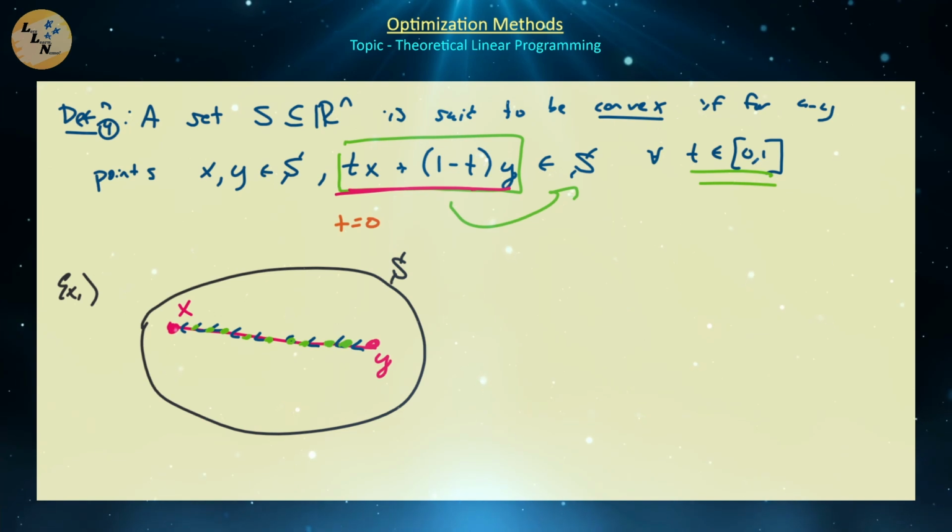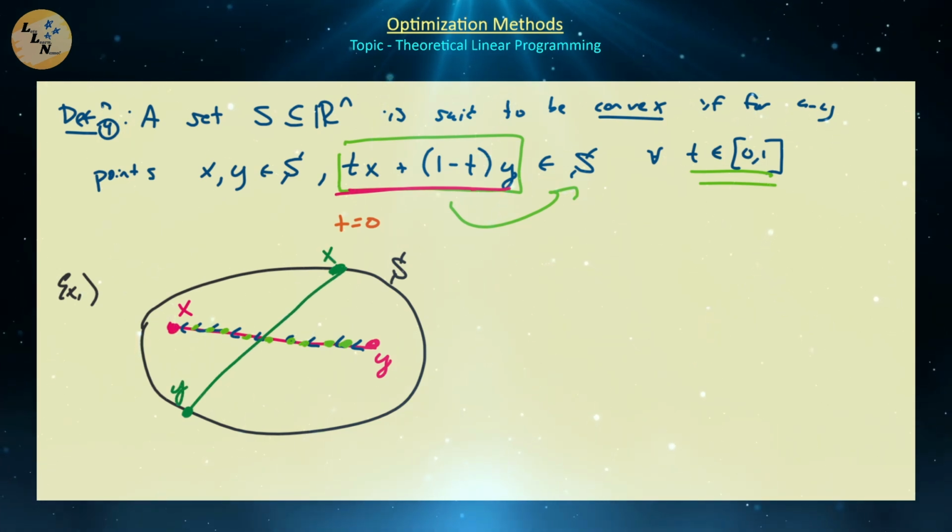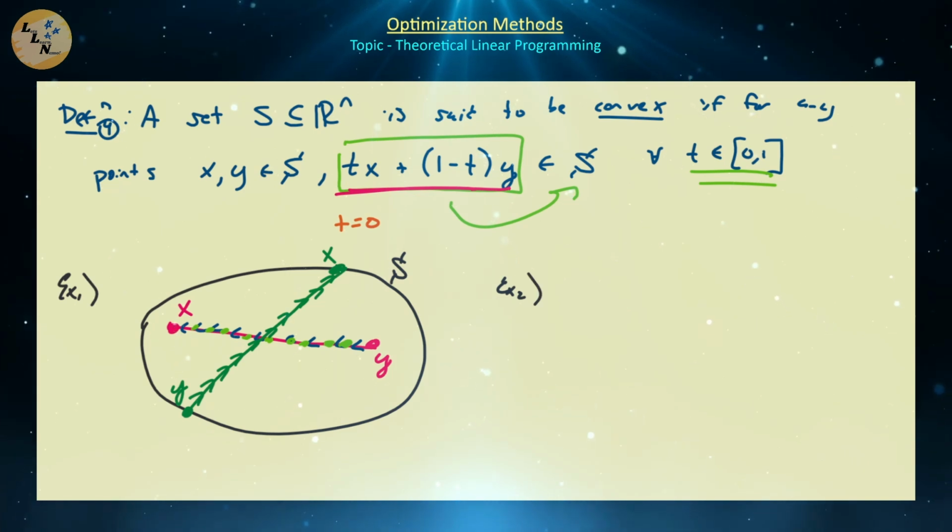And you should be able to see that that's actually going to hold for any 2 points that I choose. For example, I could even choose these 2 points here along the boundary. If I choose that to be y and that to be x, then that line will always be within that set S. Now, can you draw an example of a set that's not convex?